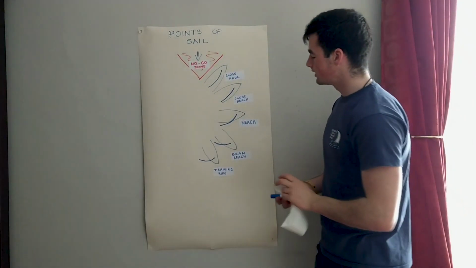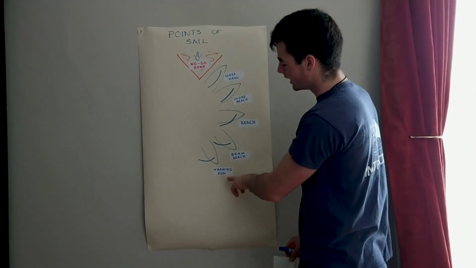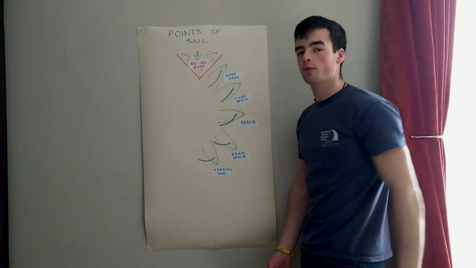So there we are guys. So we have our close haul, our close reach, our reach, beam reach and training run. And then we also have our no-go zone where we can't go.